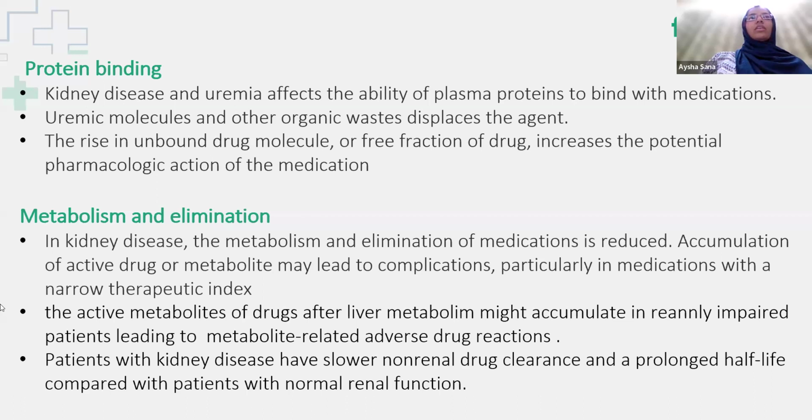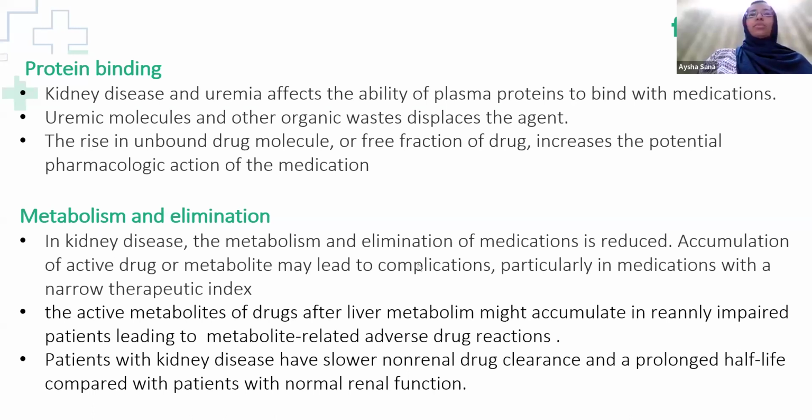Next, protein binding and how it is affected in kidney disease. Kidney disease and uremia affect the ability of plasma proteins to bind to medications. Uremic molecules and other organic acids displace the agent. The rise in unbound drug molecules, or free fraction of drug, thus increases the pharmacological action of the medication, leading to toxicity. Metabolism and elimination.